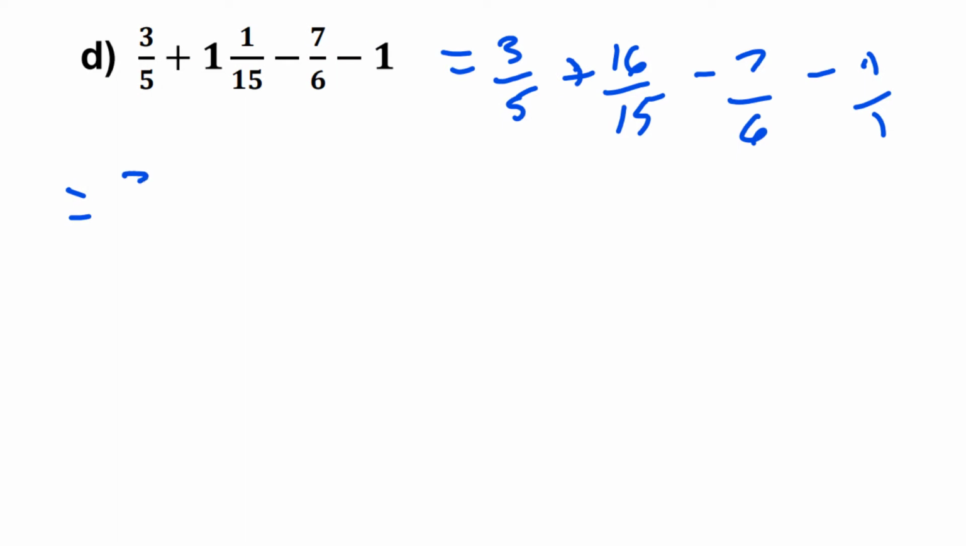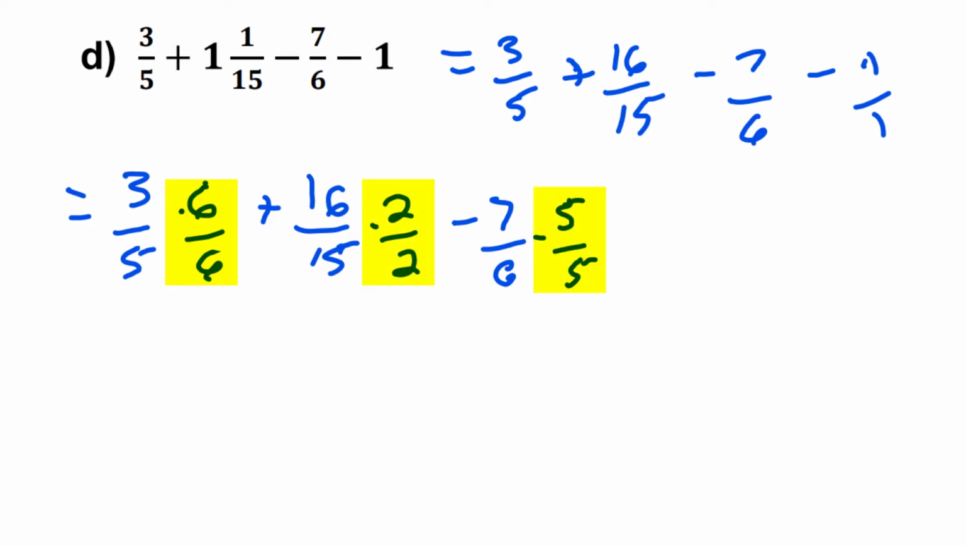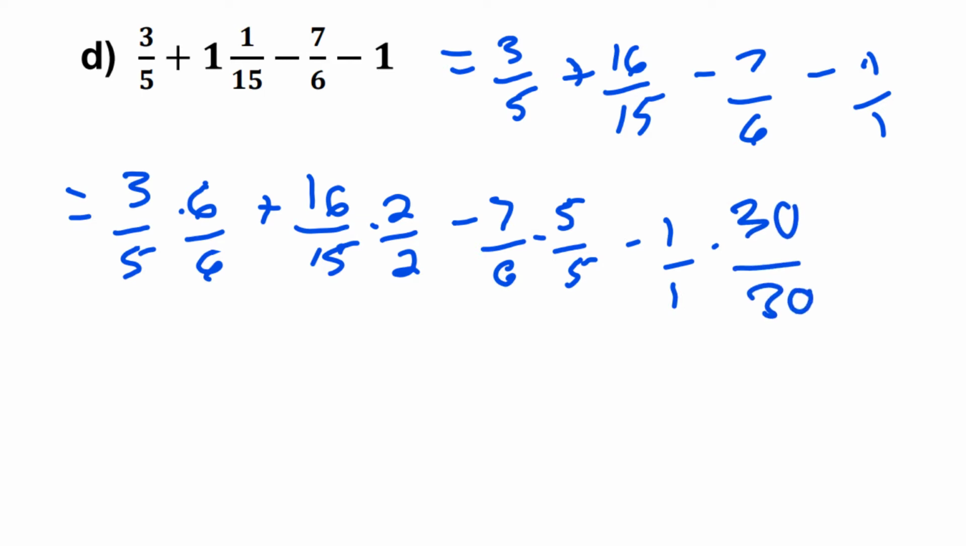If we take 3 over 5, then we would do times 6 over 6. 16 over 15, then it would just be times 2 over 2. And then minus 7 over 6, that would be times 5 over 5. And note that I'm multiplying by 1. 6 over 6 is 1. 2 over 2 is 1. 5 over 5 is 1. And then here, minus 1 over 1 would be times 30, because we want 30 over 30, and that's 1 as well.